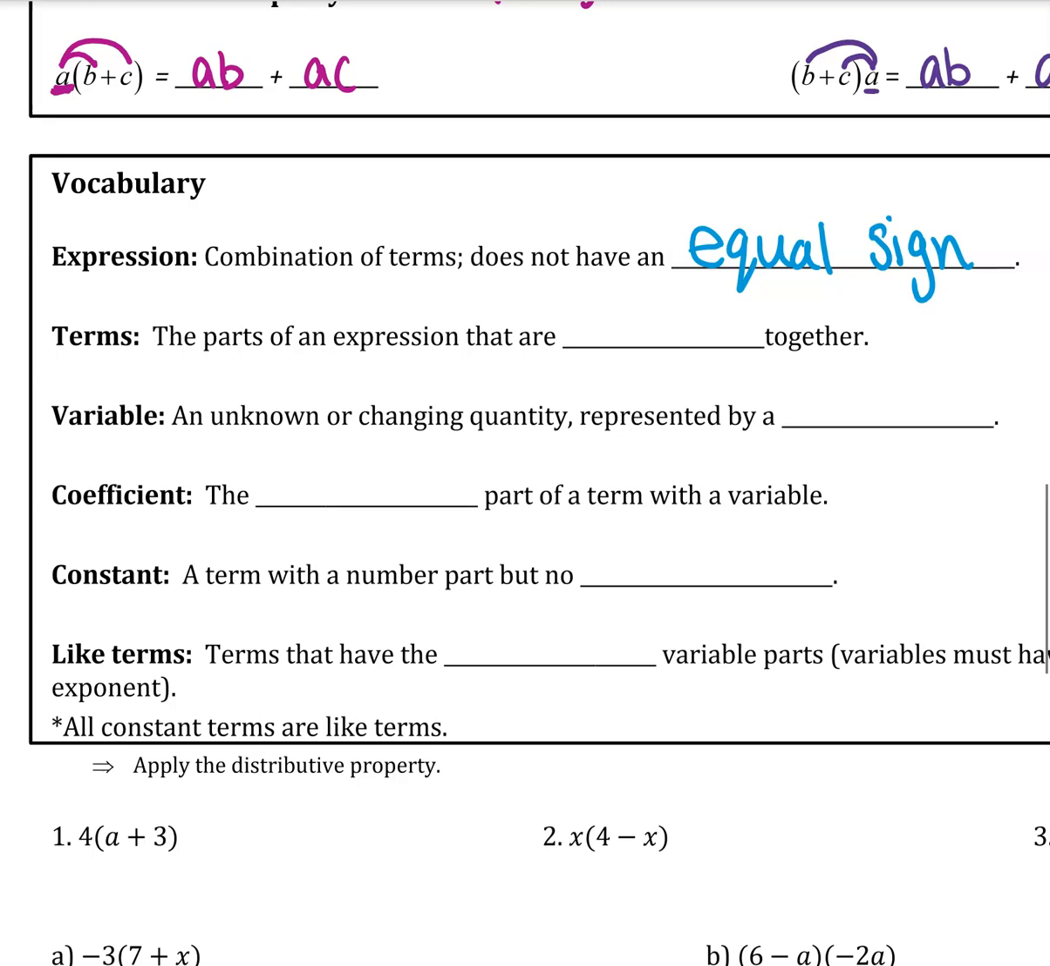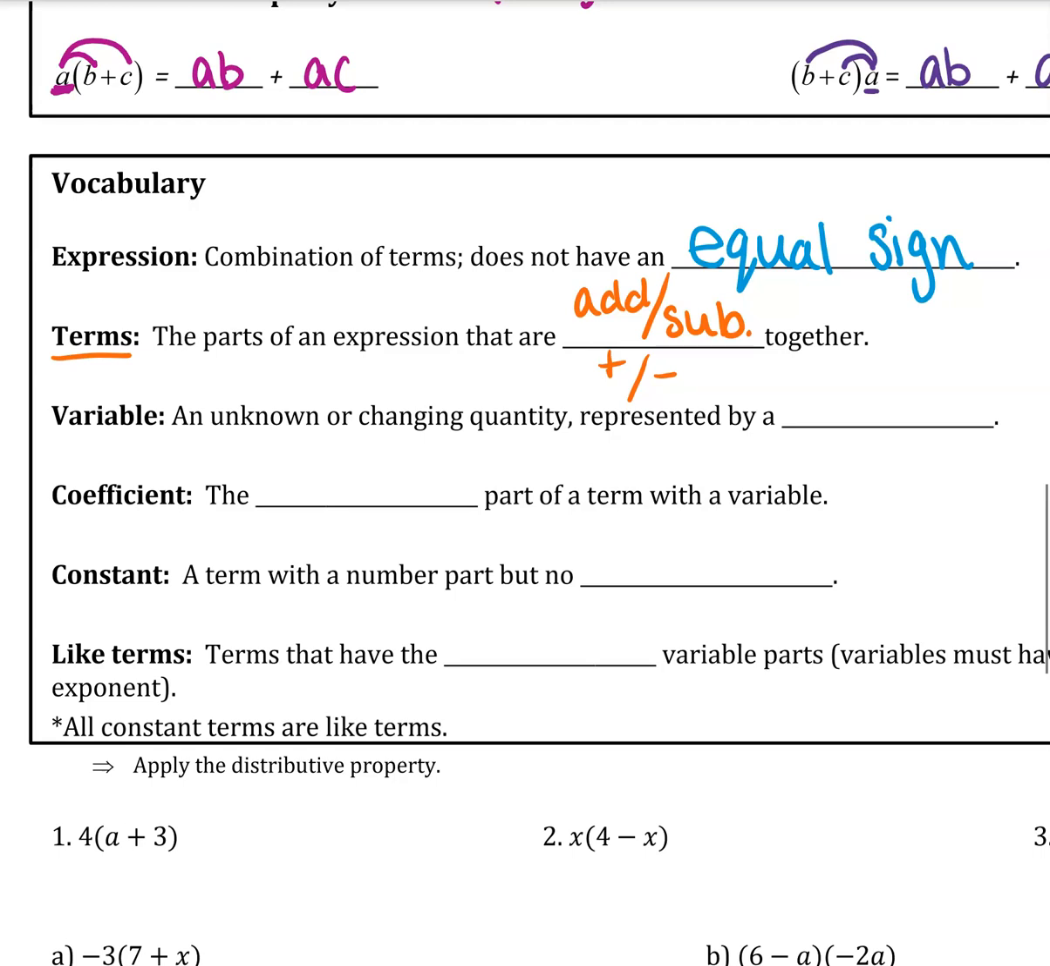Now, in an expression, there are things called terms. The terms are the parts of the expression that are either added or subtracted together. So you can put add/subtract. You could even put plus/minus if you're feeling lazy and you don't really want to write the words out.